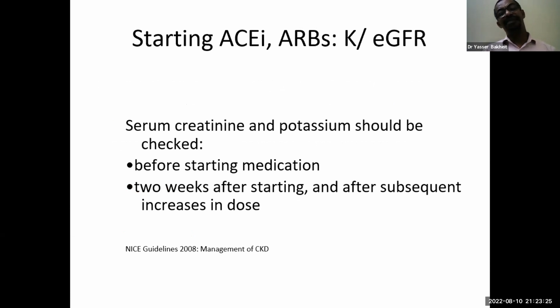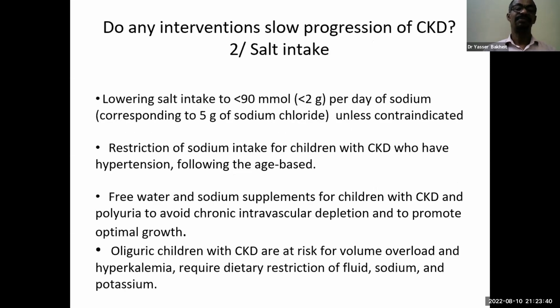When we start the ACE inhibitor, usually we measure the blood pressure. This is important: measure the creatinine and potassium before and after 2 weeks of starting. To prevent the progression, also lower the salt intake, usually less than 2 grams per day of sodium, corresponding to 5 grams of sodium chloride, unless contraindicated.